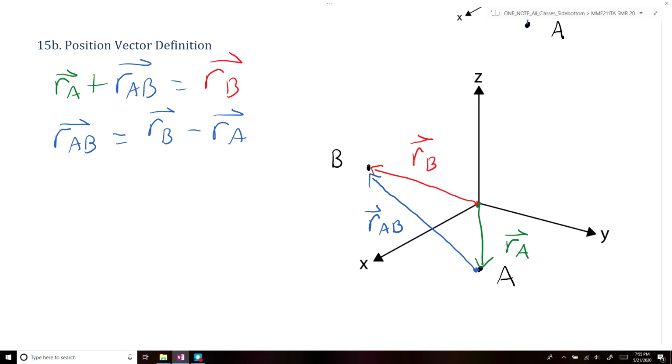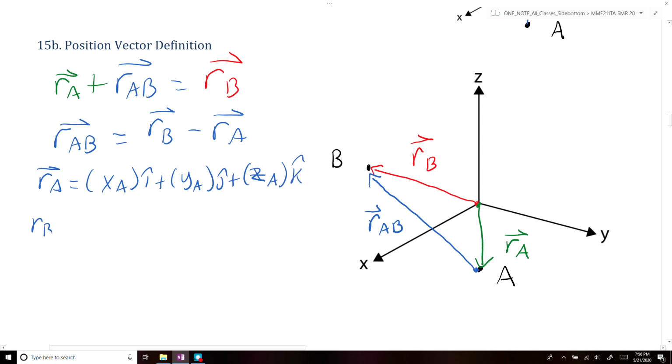Okay? So since we know RB and RA, let's rewrite them real quick. RA is going to be equal to x of A times the unit vector I plus y of A times the unit vector J plus z of A times the unit vector K. And for R of B, we'll define it as x of B times the unit vector I plus y of B times the unit vector J plus z of B times the unit vector K.